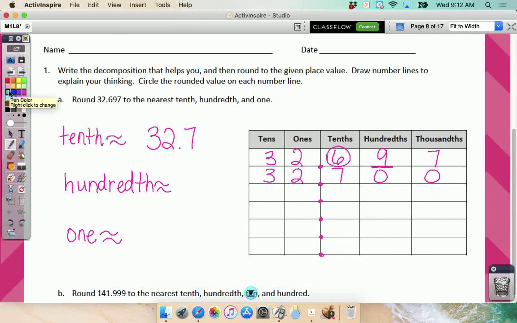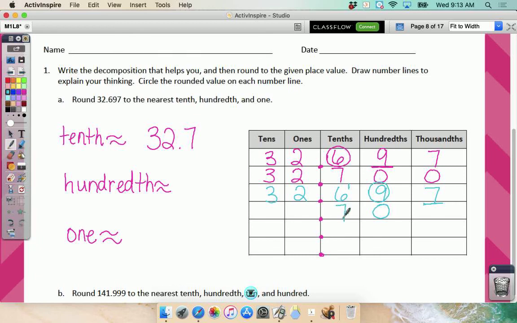I'm going to change the color of my pen. Rewrite 32 and 697 thousandths. And we're rounding to the nearest hundredth. So table 3, what should I circle? The 9. And what should I underline? 7. Okay. So table 4, what does the 7 tell me to do? Keep it the same or add 1? Add 1. So if I add 1 to a 9, it becomes a 10, right? And regroup the 1. So the 6 becomes a 7.